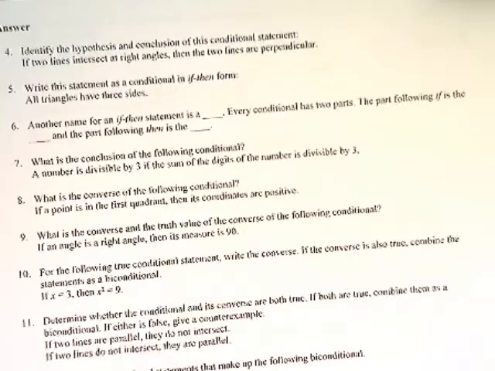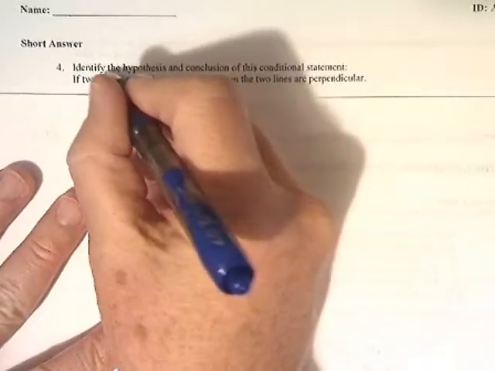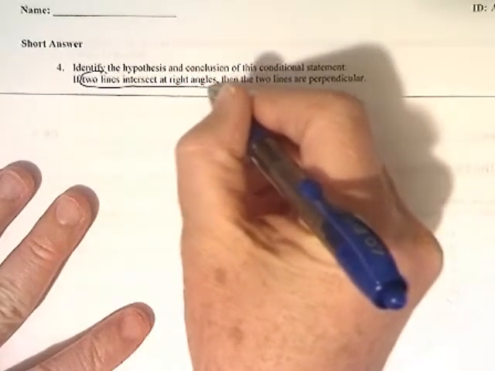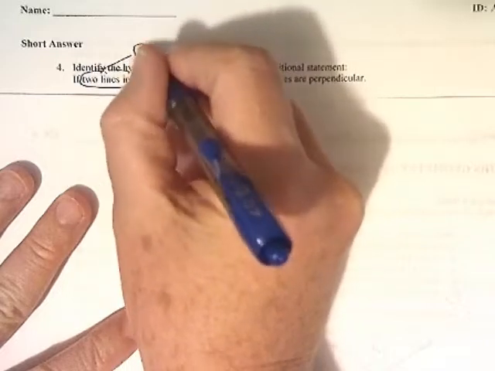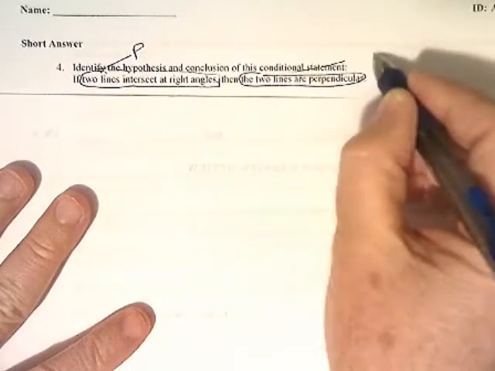Number 4 says, identify the hypothesis and the conclusion of this conditional statement. If two lines intersect at right angles, then the two lines are perpendicular. So for number 4, the hypothesis, that's the hypothesis, and that's the conclusion.